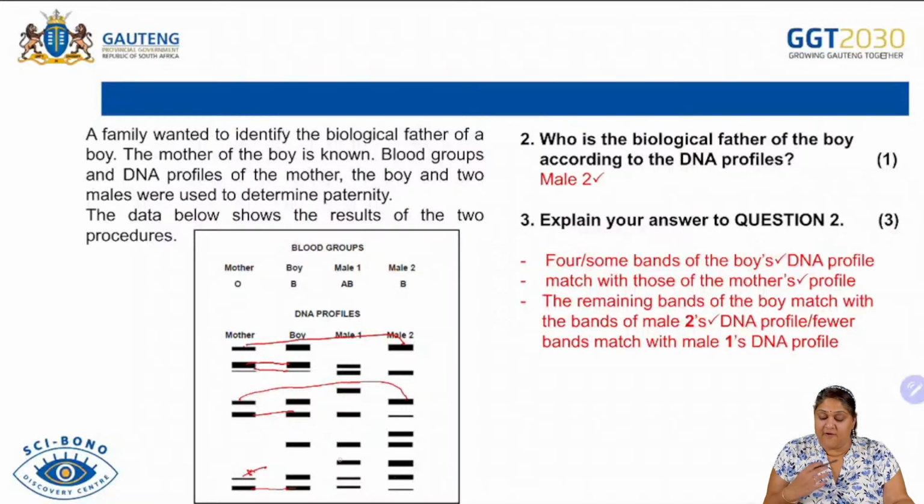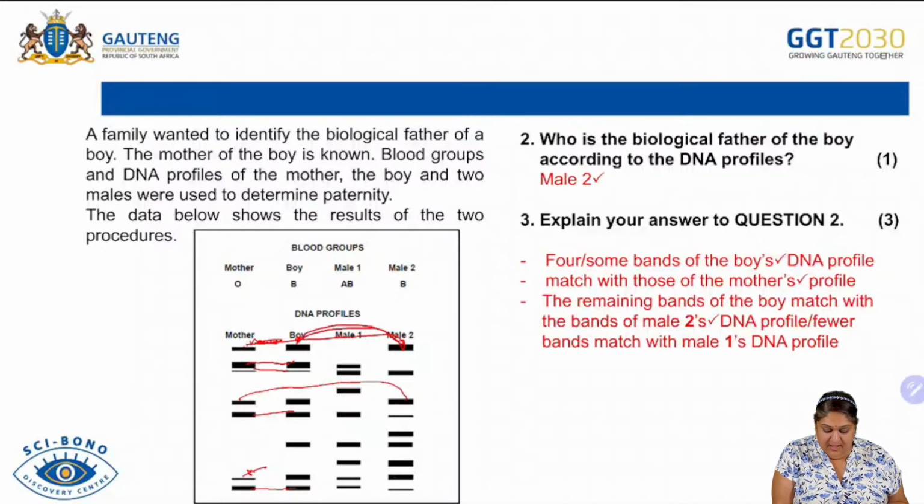Explain your answer. Four or some bands of the boy's DNA profile match with those of the mother. We did that. Oh, sorry, the remaining bands. Sorry, this is a mistake. It's the boy's. The remaining bands of the boy are going to match with male 2.